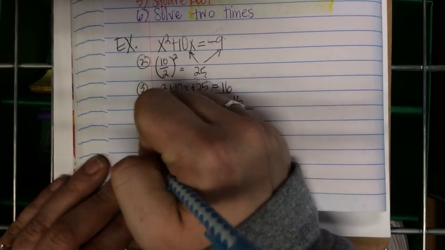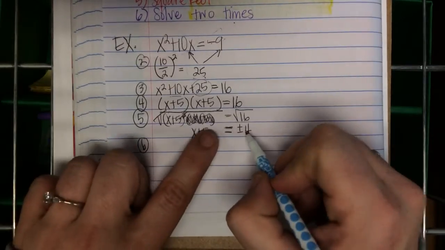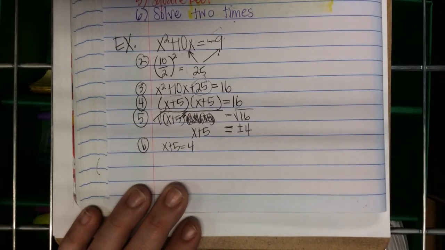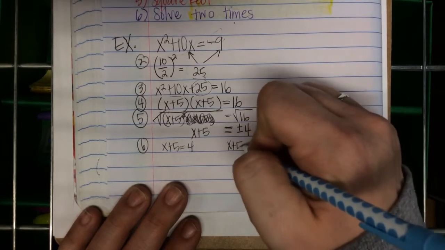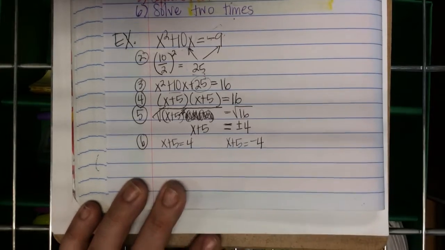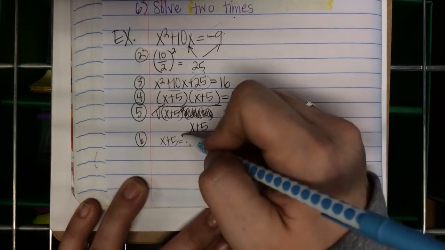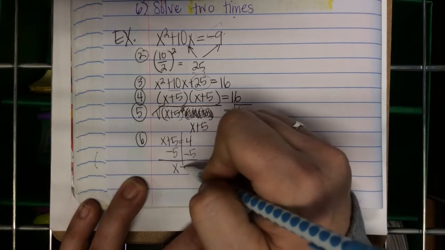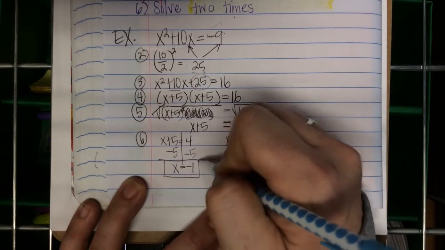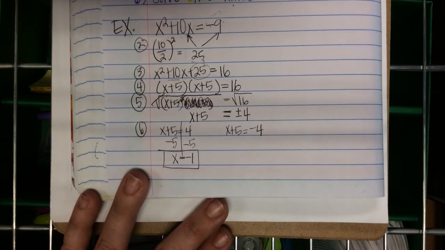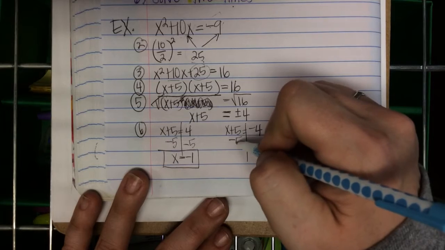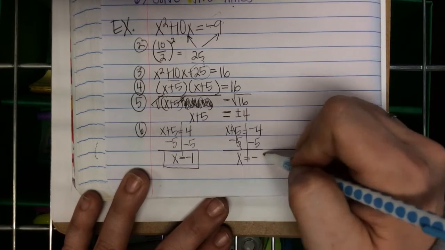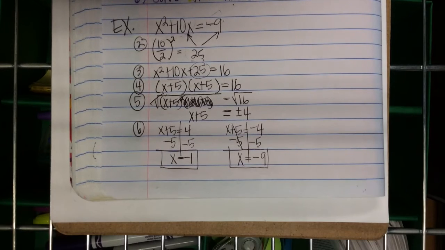Step 6, solve 2 times. My first problem is x + 5 equals 4. My next problem is x + 5 equals negative 4. My first value is x equals negative 1. My second value is x equals negative 9. And I'm done.